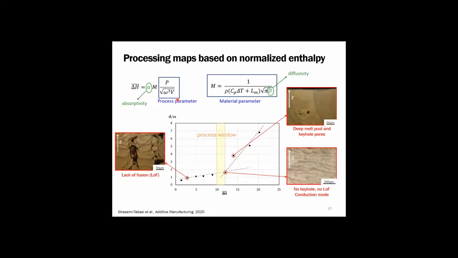So we can rewrite this normalized enthalpy as the product of 2 terms. One is a material-related term, basically. You have material parameters here, including the diffusivity, specific heat, latent heat of melting, and the density. You have another term here, which is process related, where you have the power, the scan velocity, and also the spot size. And then on top of it, you still have this absorptivity value that we discussed earlier.